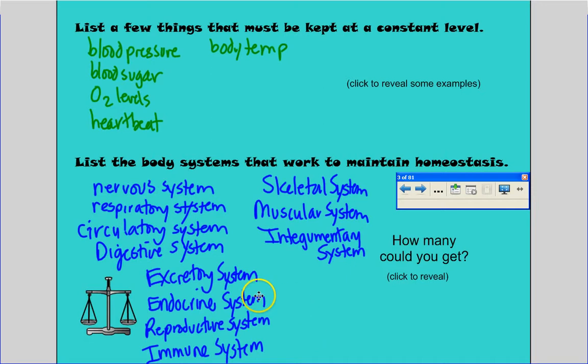Endocrine system, we mentioned. That one is one that deals with endocrine glands and hormone production. Your reproductive system, your immune system, the skeletal system and muscular system, which may together be called the musculoskeletal system, and the integumentary system. Now, last chapter we learned a little bit about integument, and that basically means your skin and all the things that your skin produces, like your hair and your nails and all those sorts of things.